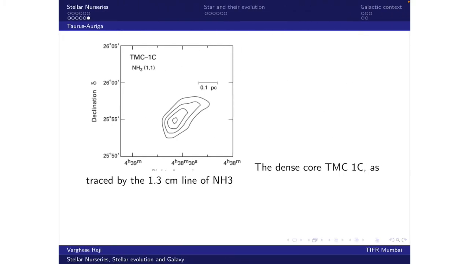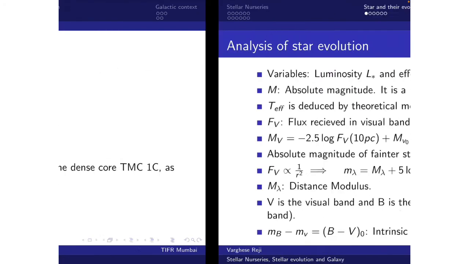So here is the dense map of dense core. It is mapped by 1.3 centimeter line of ammonia, NH3. So when we detect an ammonia map, that means that is a dense core. In dense core, the gas is almost cold, so we cannot see much rotation spectra of carbon monoxide, but we can see this ammonia map, ammonia spectral lines. That's why we use ammonia to map this dense core.